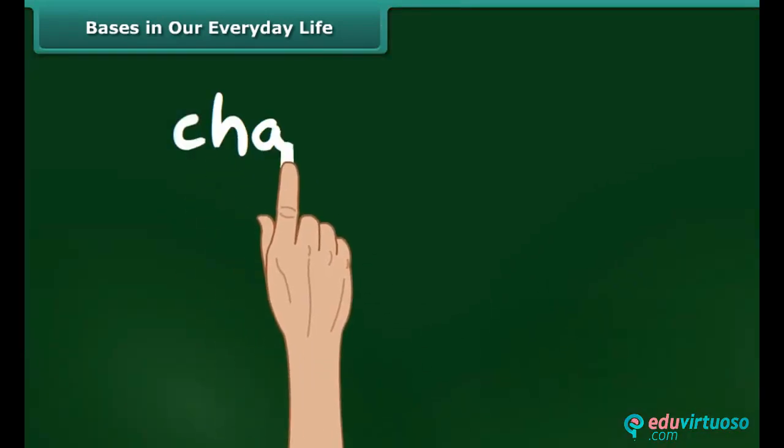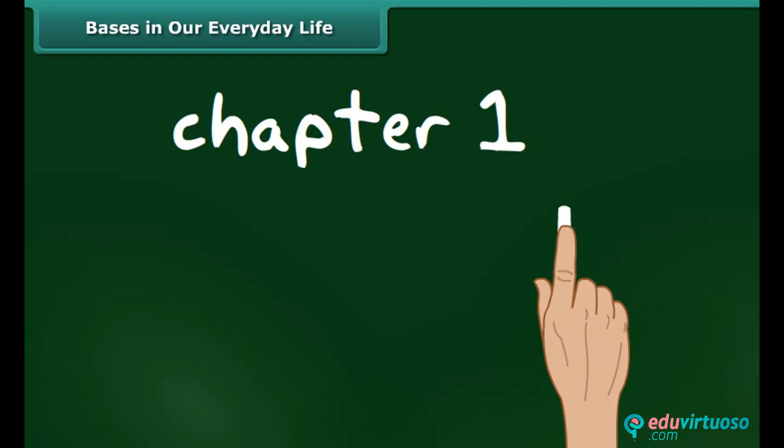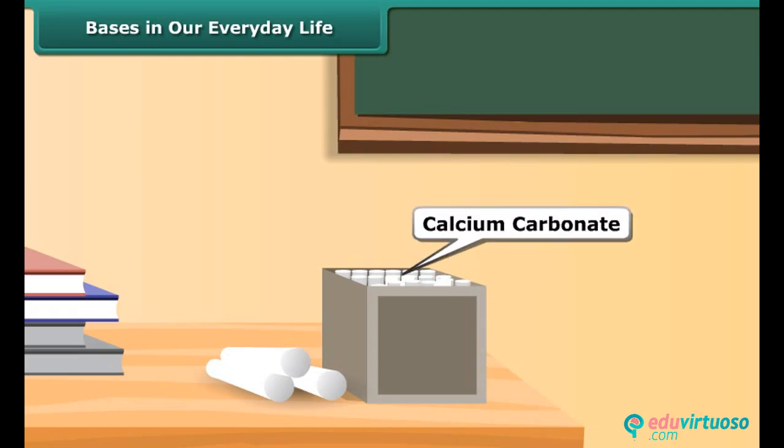We use chalk in schools for writing on the blackboard. Is it a base or an acid? Chalk gives a basic solution when dissolved in water. It is called calcium carbonate chemically.